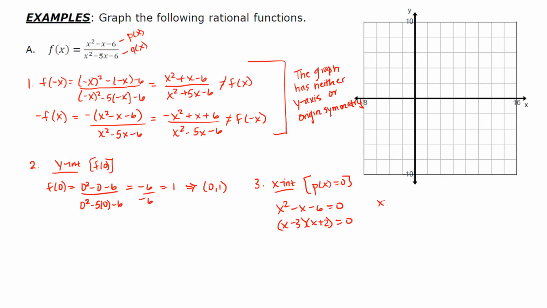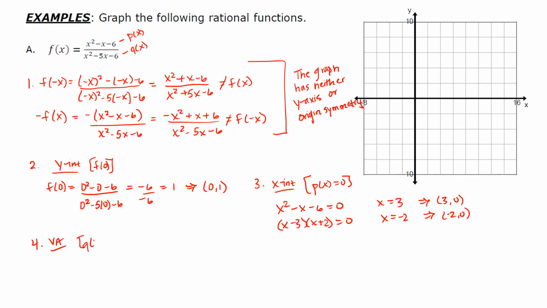Then we'll set each of these factors equal to 0, and we'll get x equals 3 and x equals negative 2, which gives us the points (3, 0) and (-2, 0). Step 4, we'll find the vertical asymptote.